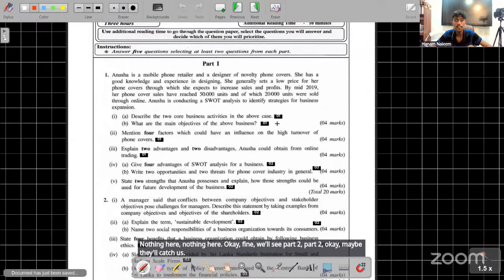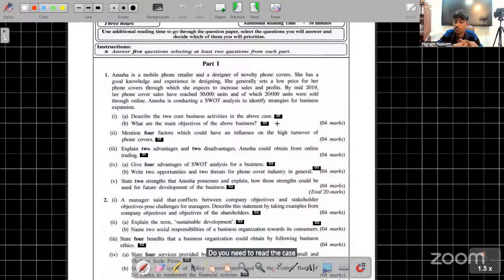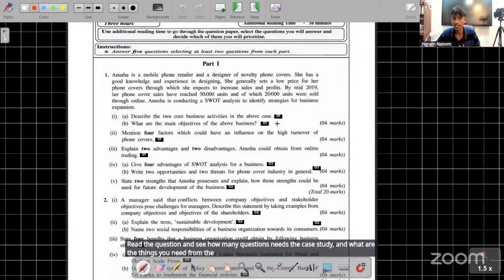They have caught us. Now we see a different type of part 2. What's special here? They have given you a case study. Do you need to read the case study first, or do something else first? What's the first thing you have to do? Read the questions and see how many questions need the case study, and what things you need from it. Sometimes you don't need all the questions from the case study. So when reading the case study, you have to know what they are expecting. So read the questions first.